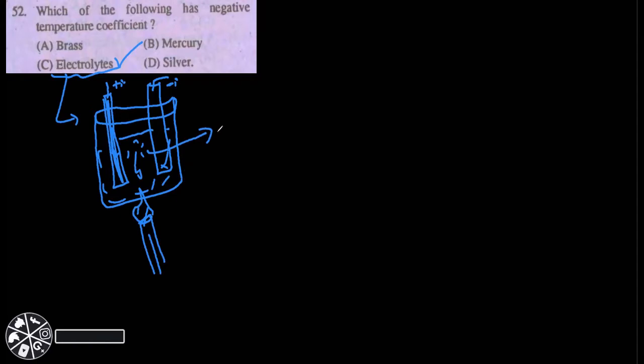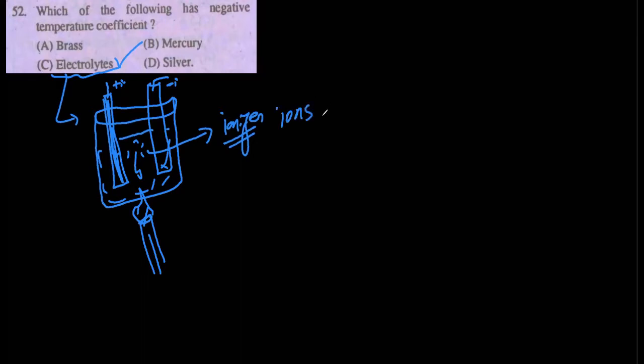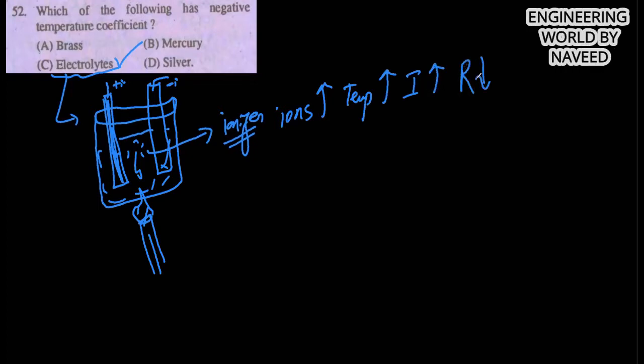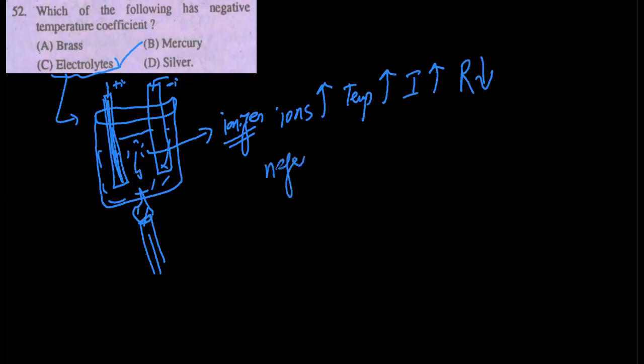And in the solvent we have lots of atoms, and inside the atoms we have electrons. So the electrons will get energy and the atoms will get ionized. So your ions will increase with temperature. So you can say that my current will increase. If your current is increased, then it means my resistance will decrease, which means that the electrolyte will have a negative temperature coefficient.